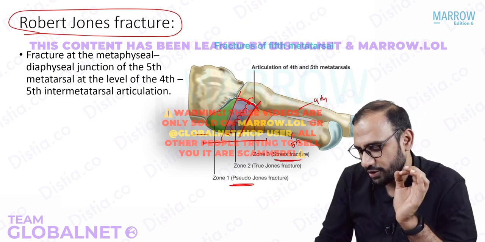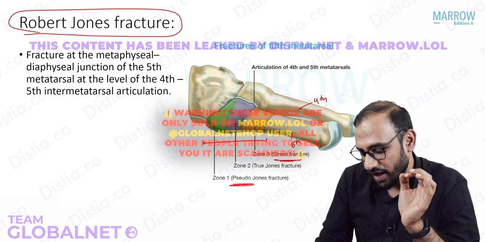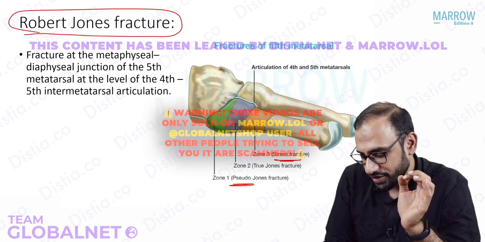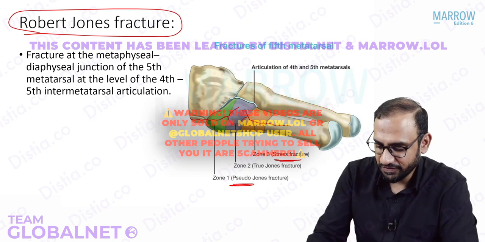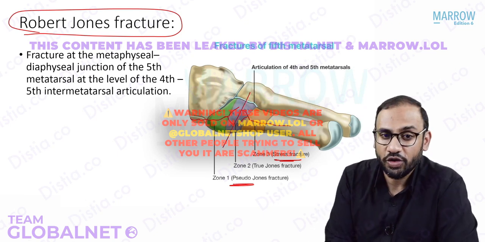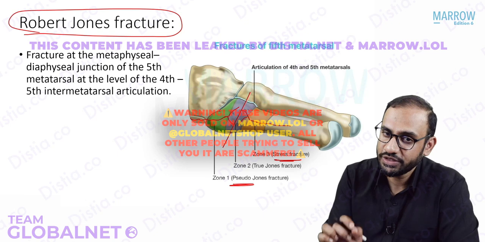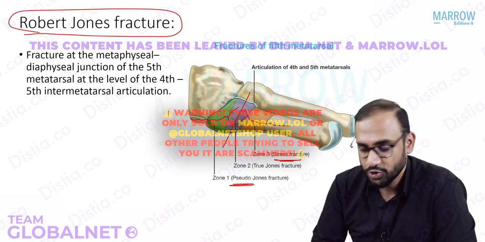Why is it so important that you should know it? Because in this part, there is decreased blood supply because it's in a watershed zone. Blood supply reaches like this. It has questionable blood supply. So if there is a fracture here, usually it will go into non-union and you should know it. You should pick it up. You should treat it. This is known as Jones fracture.